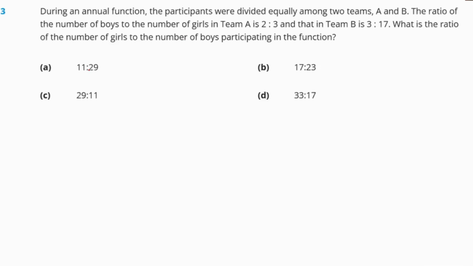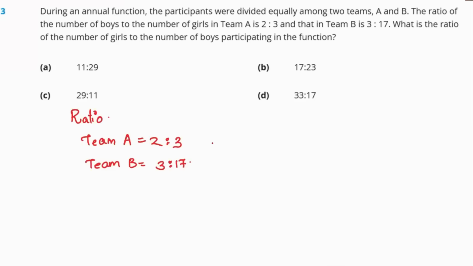Third question. During an annual function, the participants were divided equally among two teams, A and B. The ratio of the number of boys to the number of girls in team A is 2 is to 3, and that in team B is 3 is to 17. What is the ratio of the number of girls to the number of boys participating in the function? So here the ratio of team A is given as 2 is to 3, and team B is given as 3 is to 17.